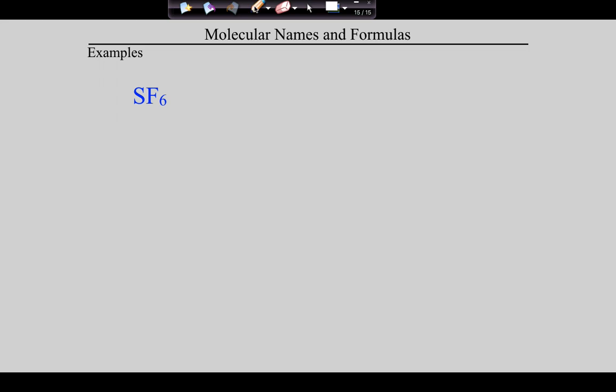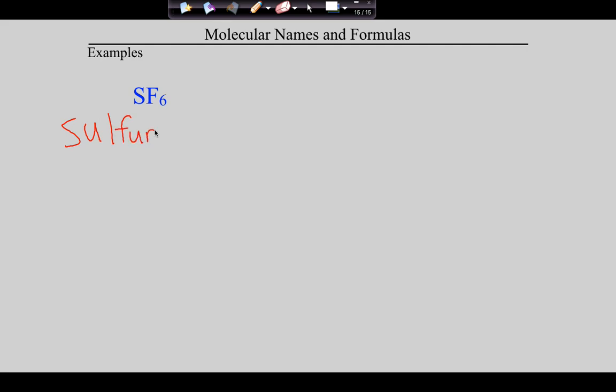So what would we call SF6? S is sulfur. F is fluorine, but we're going to change that to fluoride. Just like with the salts, we change the ending to IDE. Now all we have to do is indicate how many of each there is. Well, how many sulfurs are there? There's only one, but remember the rule. If there's only one of the first atom, we don't add mono. So this is not monosulfur, this is just sulfur.